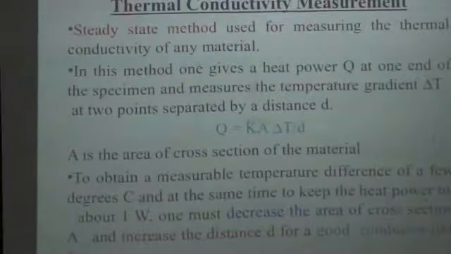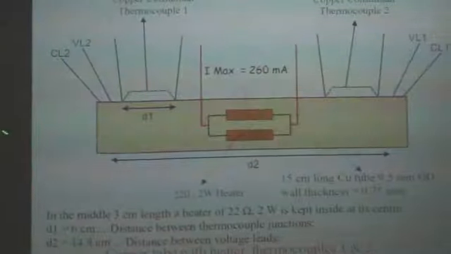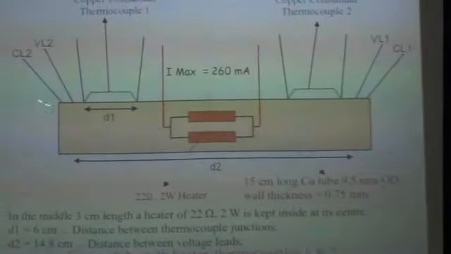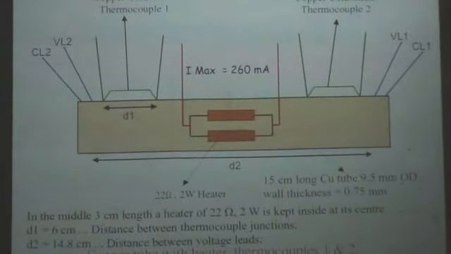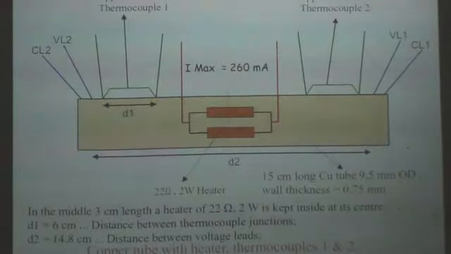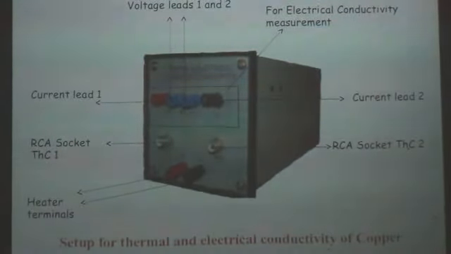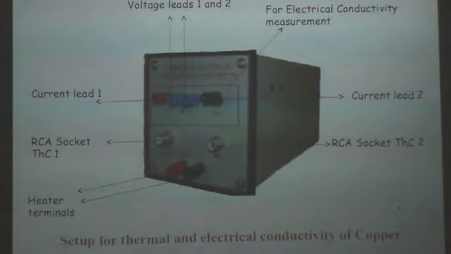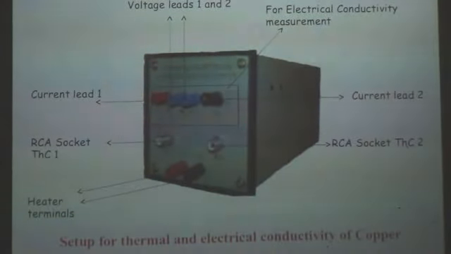You can see again, these are CL1, CL2 and BL1, BL2. These four extreme knobs are for electrical conductivity and the middle ones for thermal conductivity. So this is the box. Here also again the same thing. The lower four knobs are for thermal conductivity measurement and the upper four are for electrical conductivity measurement, and the two are independent of each other.